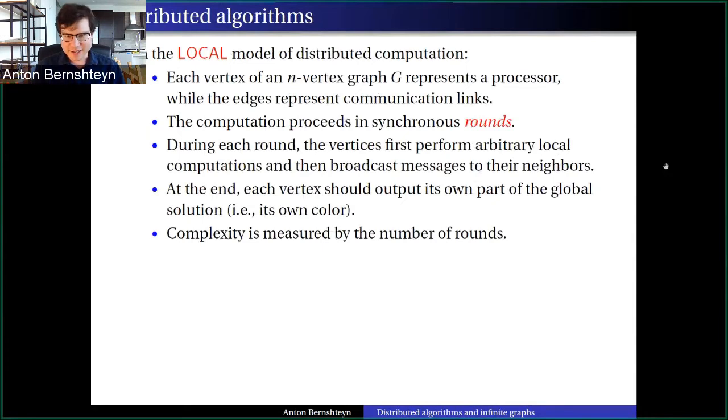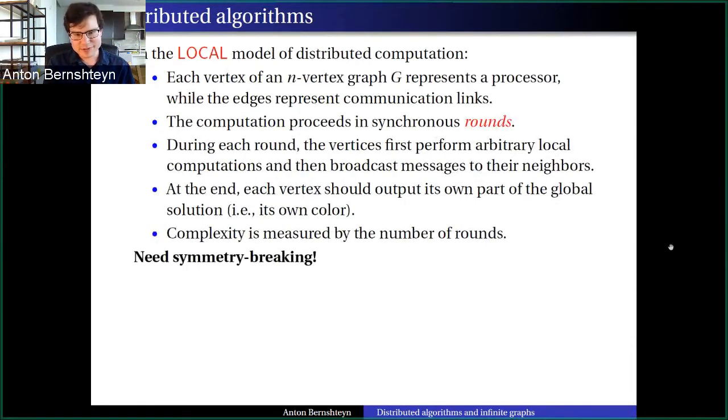And the complexity of such an algorithm is measured by the number of rounds required. We don't care about how complicated the local computations are. We don't care about how long the messages are that the vertices send to each other. The only thing that concerns us is how many rounds are needed.